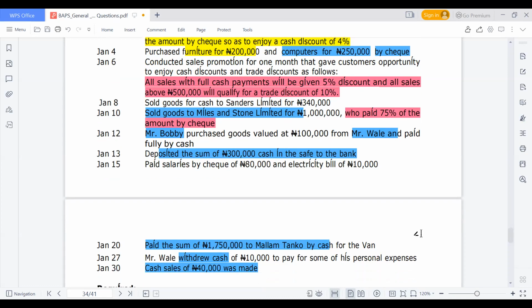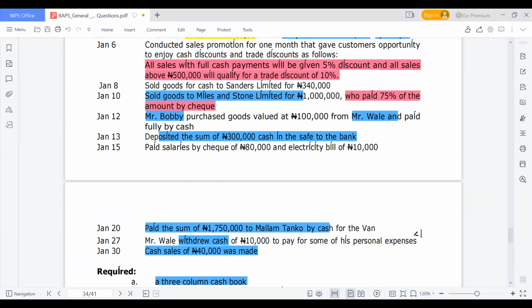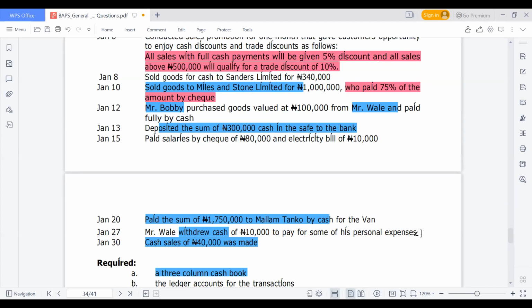And we also have another one. They say pay the sum of, I mean, Malam Tanko. So that means that you have paid Malam Tanko. And I think we have maintained a ledger for Malam Tanko for trade payable. Let's go back and check it.